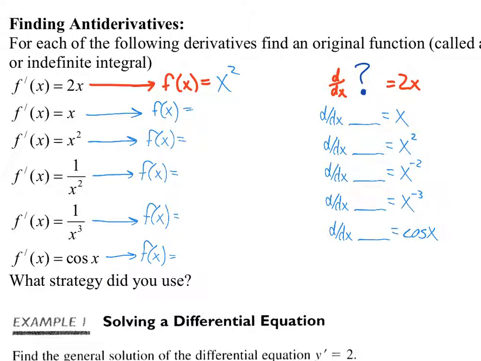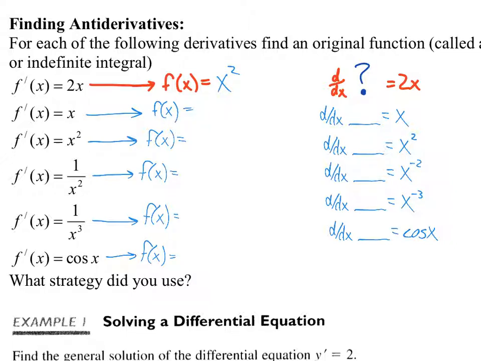All right, so you've had some time here to try to think this through. And we looked at this first one. If the derivative is 2x, you guys picked up really fast that the original function would have been x squared, because the derivative of x squared is 2x.